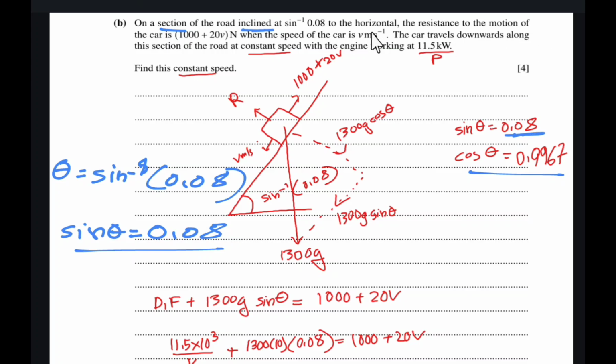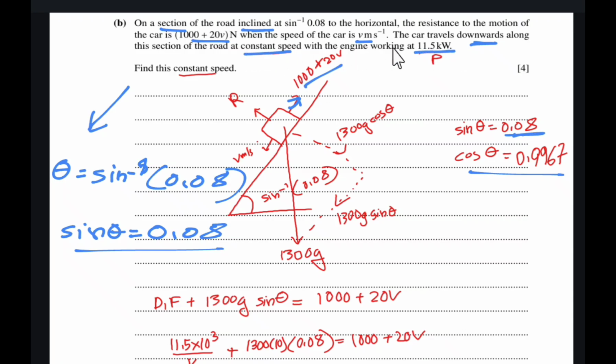So now the resistance to motion of the car is 1000 plus 20 v. That is the value of resistance when the car is moving at a speed of v meter per second. The car travels downwards, as it is clearly mentioned in the question. So the resistive force should act upwards, that is 1000 plus 20 v, on the section of the road at a constant speed with which the car is working at 11.5 kilowatt.